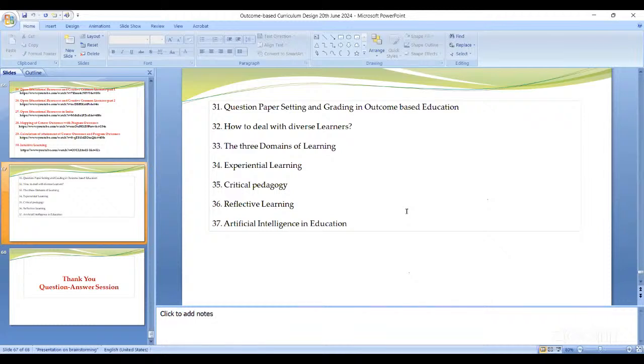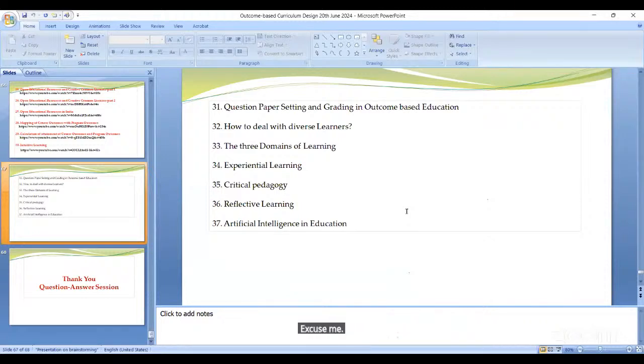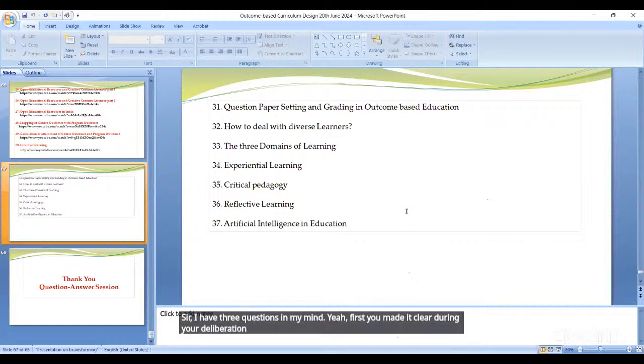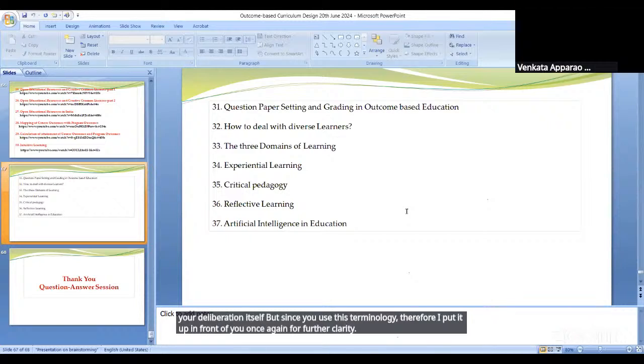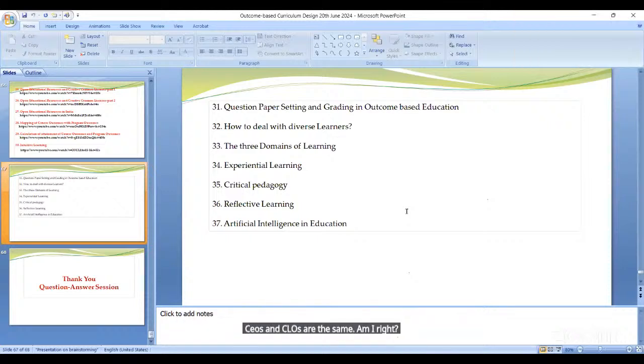Sir, I have three questions in my mind. Yeah, sir, please proceed. First, you made it clear during your deliberation itself, but since you use this terminology, I put it up in front of you once again for further clarity. COs and CLOs are the same. Am I right? Course outcomes and course learning outcomes.